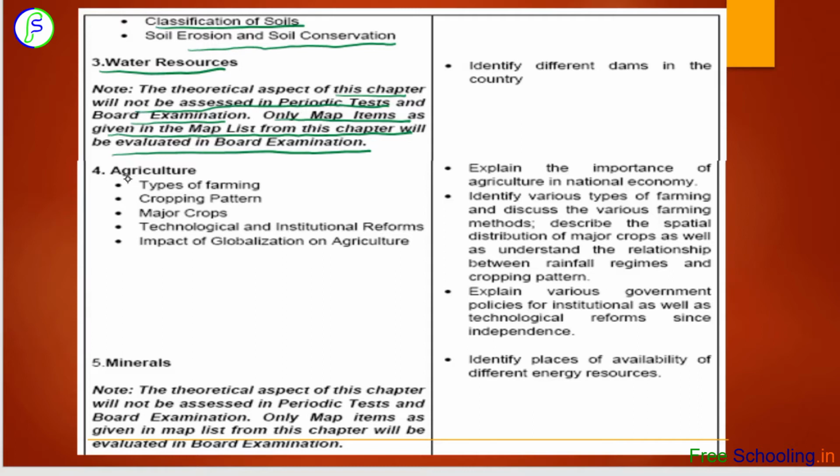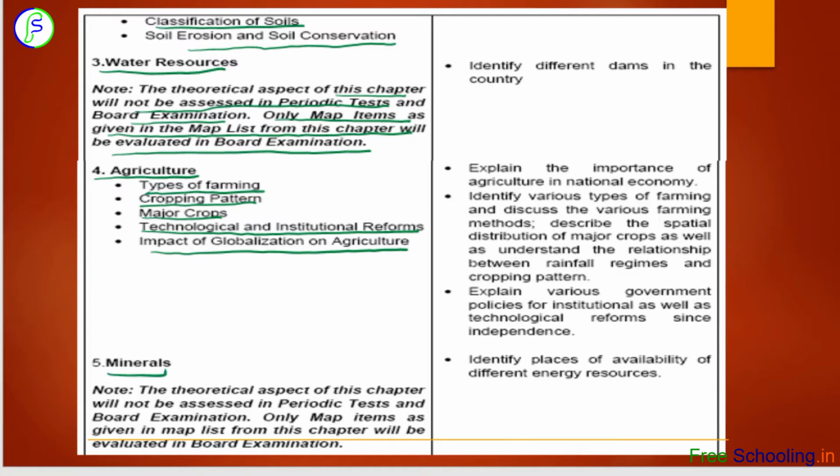So now let's see the next one, that is Agriculture. What topics are we going to cover in this one? Let's see. Types of farming, cropping pattern, major crops, technological and institutional reforms, impact of globalization on agriculture. So these are the topics. Moving on to the fifth chapter.